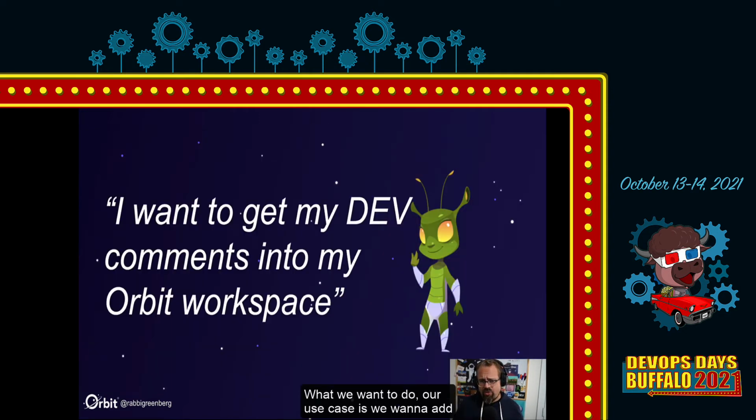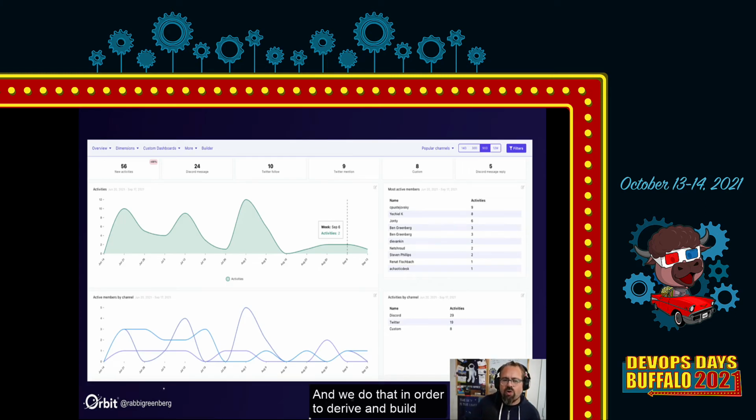What we want to do, our use case, is we want to add the Dev comments that are related to our community into our Orbit workspace on the user level and on the community level. So we get that same kind of view, but also for the comments that person and other people leave on Dev in relationship to us and our product, our user community, whatever kind of community we are building. And we do that in order to derive and gain insight with this kind of reporting and analytics that help us make more well-informed decisions.